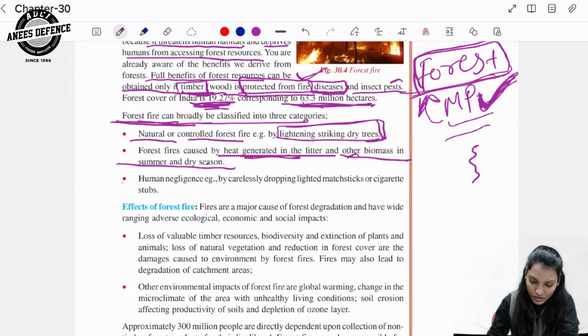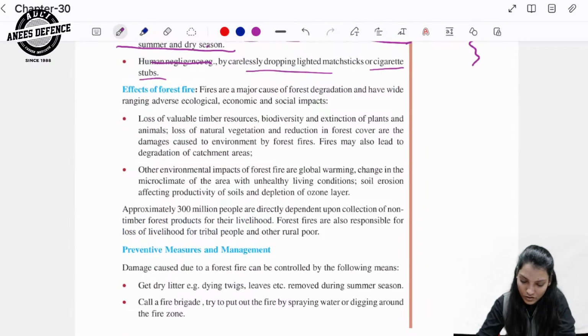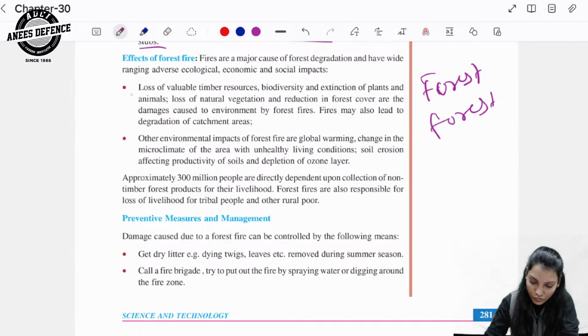Human negligence, because of the careless dropping of a matchstick or cigar stubs, we can see the impact of forest fire. Now, effects of the forest fire. Fires are the major cause of forest degradation and have wide ranging adverse ecological, economic, and social impacts. We can say that because of the forest fire, we lose the forest resources on which we are relying. Loss of valuable timber resources because of the forest fire.